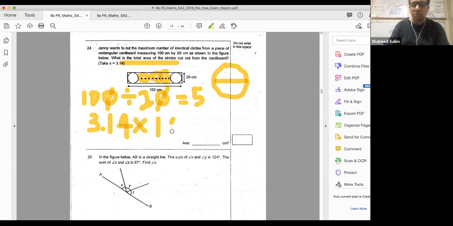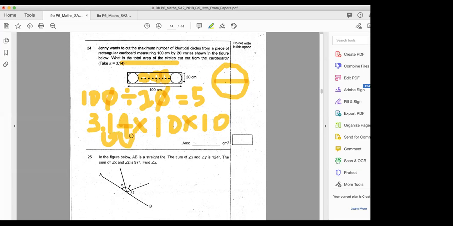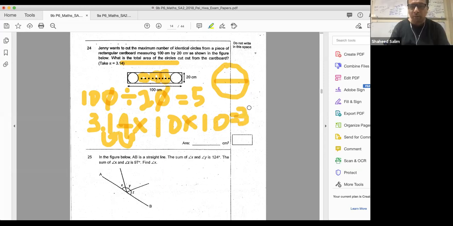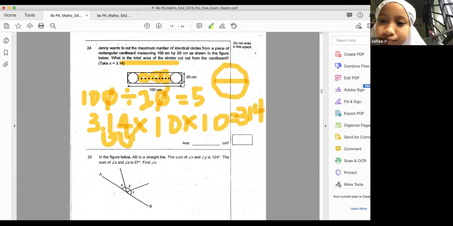You see, look, you just need to shift the decimal place. First, you times 10, right? You shift down here, 1. Times another 10, but shift again. Why do you need to find 2,000? See, now area of one circle is 314. You don't need to minus. They want you to find the area of 5 circles only. Because they want to find the area of circles. You don't need to find area of rectangle. You understand? Yes.